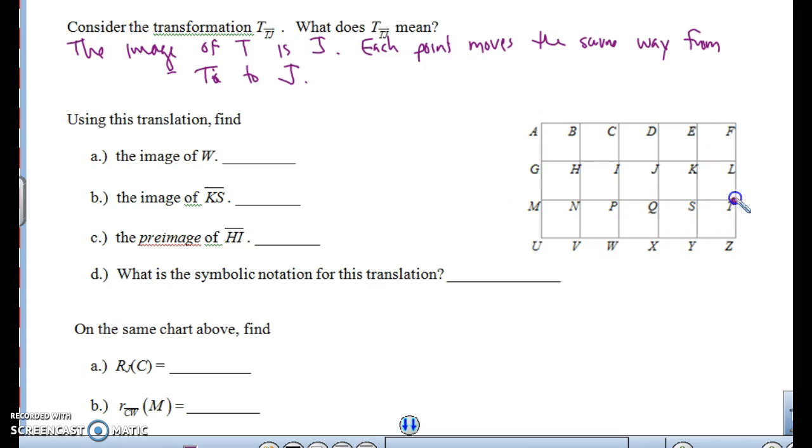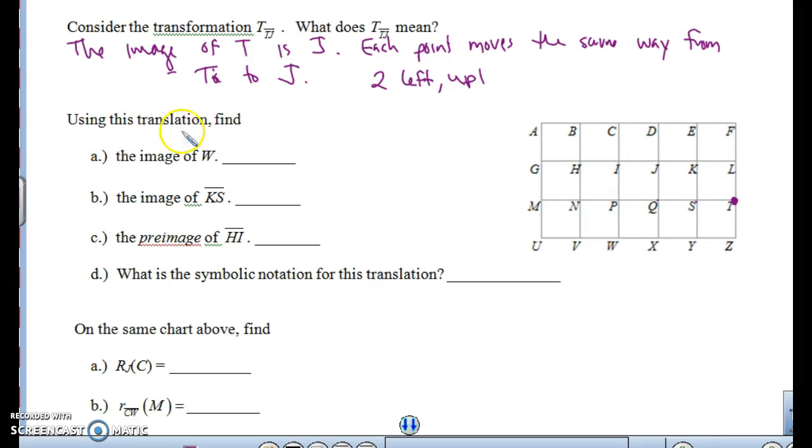Well, here's T right here. And we want to move from T to J horizontally and vertically. So T is here, J is here. How did we move horizontally? We would have to go 2 to the left, and then up 1. So 1, 2, 1. So do the horizontal, then do the vertical.